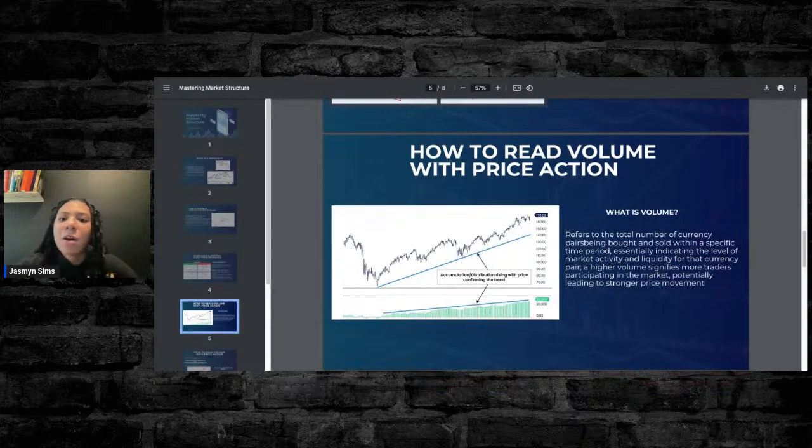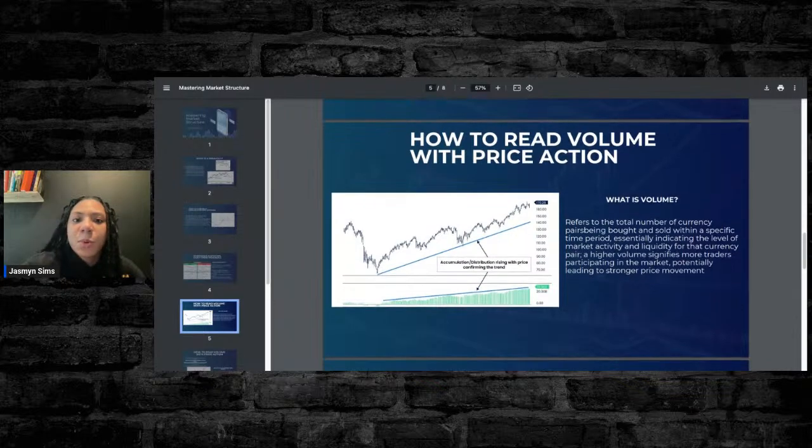So, how to read volume with price action. First of all, what is volume? It refers to the total number of currency pairs being bought and sold within a specific time period, essentially indicating the level of market activity and liquidity for the currency pair. A higher volume signifies more traders participating in the market, potentially leading to stronger price movement.